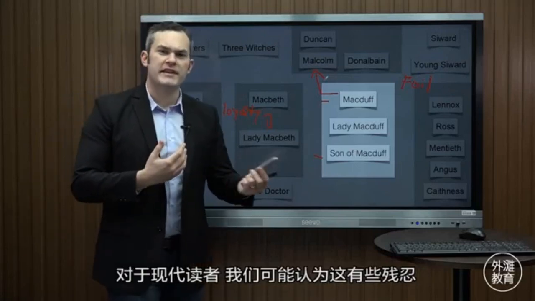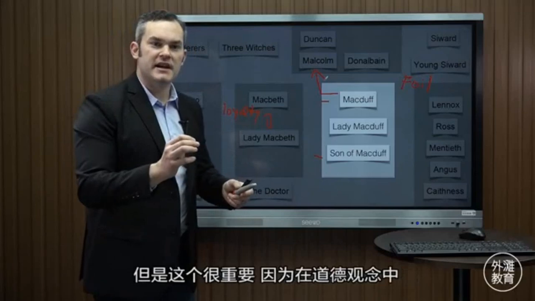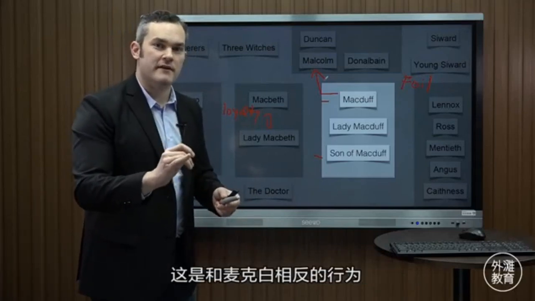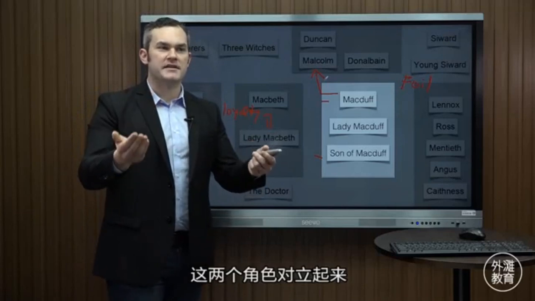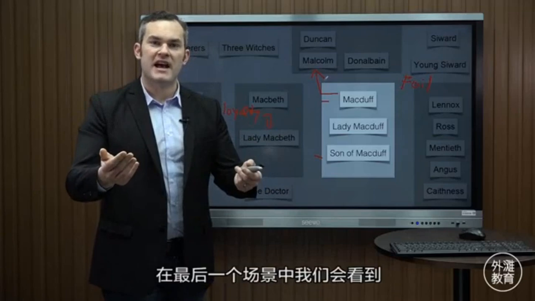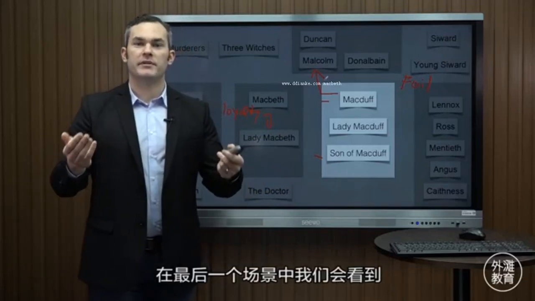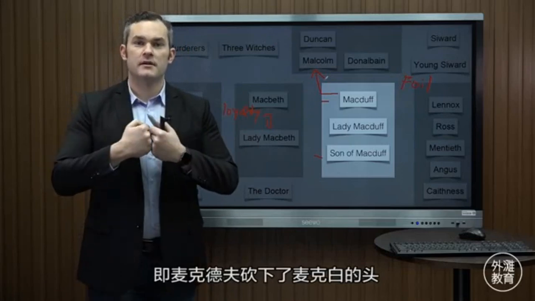And modern readers, we think that's a little bit cruel perhaps, but it's important because in a sense, it's an inversion of Macbeth's behavior. And it helps to kind of situate Macbeth and Macduff as opposite one another in their character and opposed to one another, as we see in the second to last scene of the play, when Macduff beheads Macbeth.